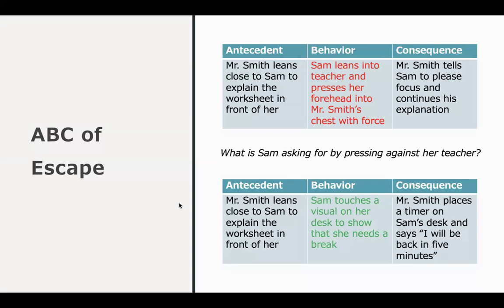To not have to do that work in that moment. So if she is trying to convey, "I don't want to do this work right now," for whatever reason, what would be a better way for her to communicate that?